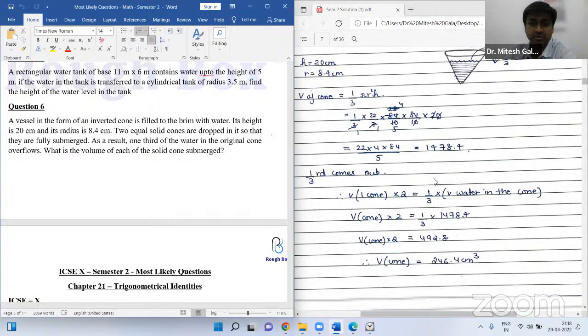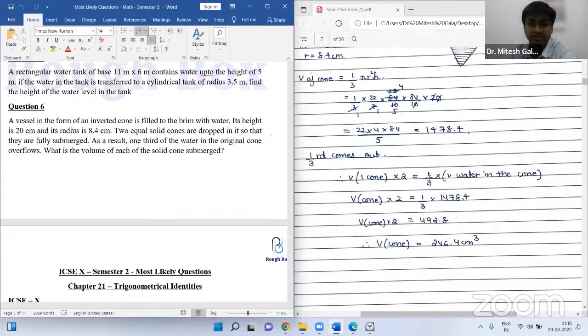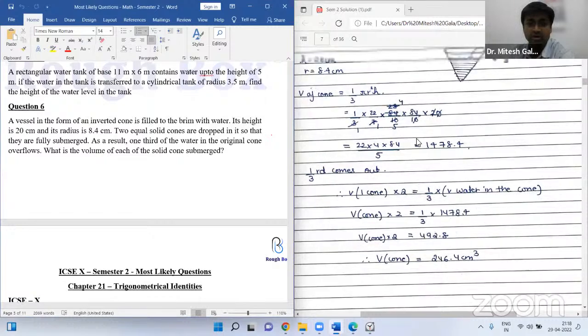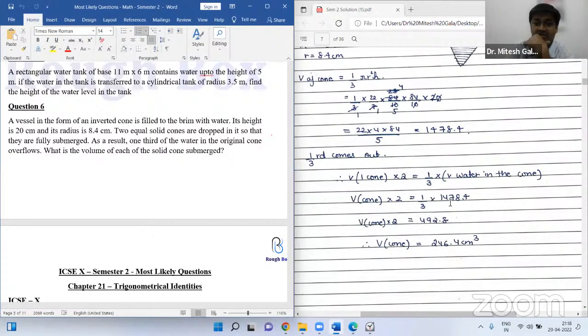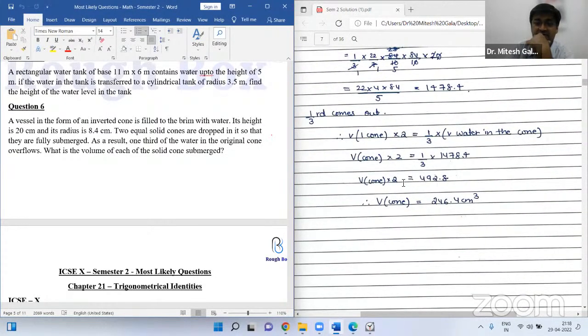is the volume of the 2 cones, and 1/3 of the water is coming out. So the volume of water is the volume of the cone itself. First find the volume, which is 1478.4, then take 1/3 of this, and then divide by 2. So your cone should be 246.4. Anybody getting the same? Yes, sir, the same answer. Sir, in this case, they can even give the radius and ask us to find the height, right? Correct, possible.